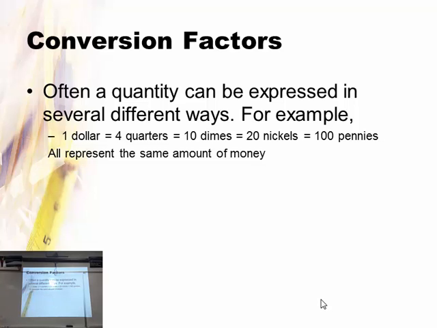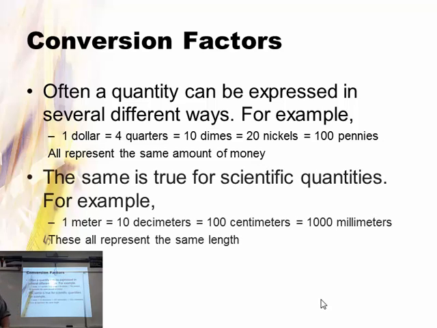Okay? So, often one quantity can be expressed in several different ways. And everybody understands money, so I'm going to do it this way. You've got $1, which is the same thing as 4 quarters, which is the same amount of money as 10 dimes, 20 nickels, and 100 pennies. Same buying power, different number. It's very important that we understand that because when we convert units, it's the same size, it's just expressed in a different unit, right? So the same amount of money.